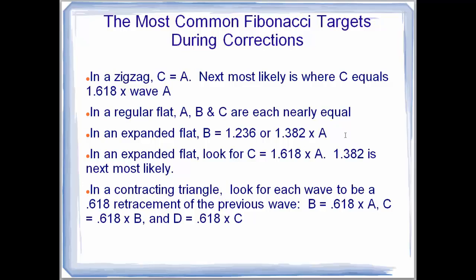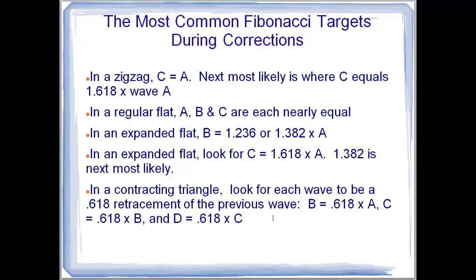In an expanded flat, wave B is typically either 1.236 or 1.382 times wave A. 1.382 is the most common. In an expanded flat, look for wave C to be equal to 1.618 times the length that wave A was. 1.382 is the next most likely.